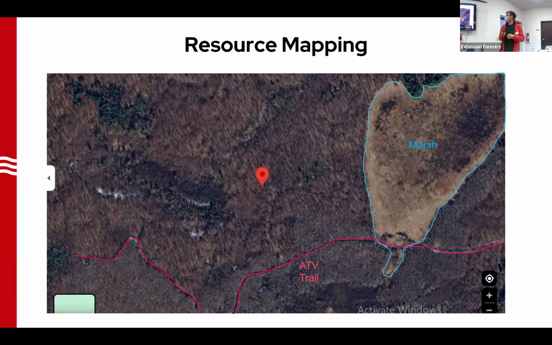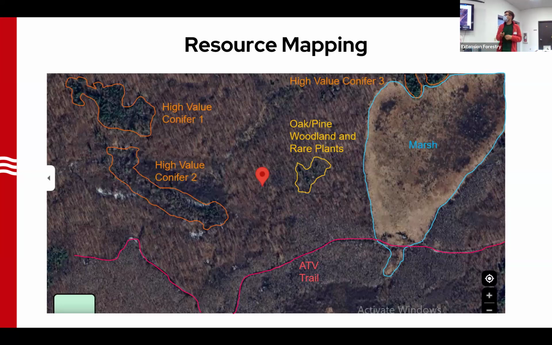There's a marsh in the northeast corner here that I'm going to map off. There's also this really nice stand of oak pine woodlands. Maybe there's some blueberries in here, just a really nice piece of woods that I really like on my property. And then there are these high value conifer stands that I'm really interested in timber harvesting. So I want to scout out those areas and make sure that I have an understanding of the invasive species in those areas.